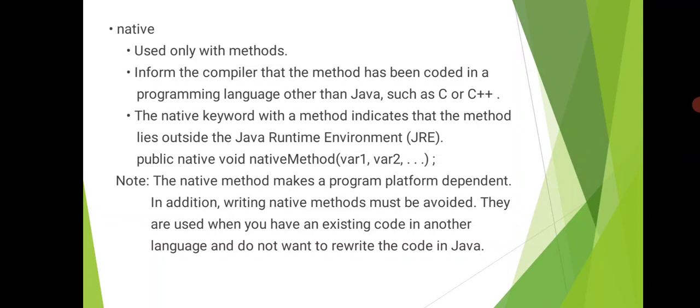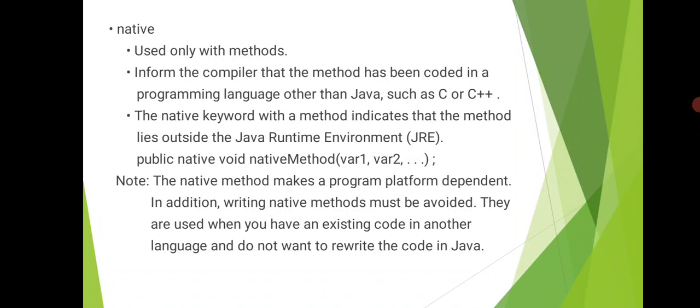This will inform the compiler that the method has been coded in a programming language other than Java, such as C or C++. So what information does the native keyword give the compiler? If native is written, this code is other than Java code, which may be a C code or C++ code. Sometimes some operations are not possible in Java, that is, some features present in C and C++ are not used in Java. You know these Java features, you have learned that Java is a simple and small language, right? So we can't use some features which are present in C and C++.